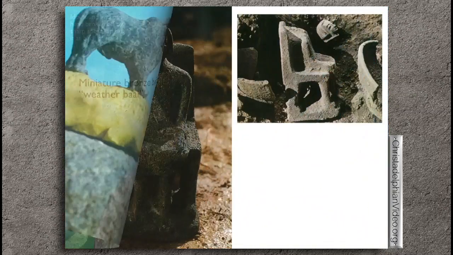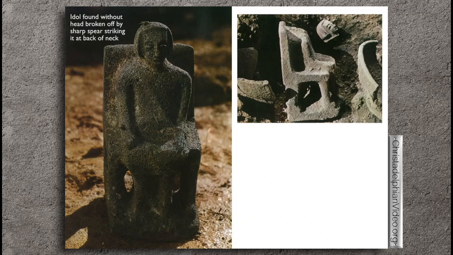One of the things they found, though, that was quite perplexing, you can see it here in what they call in situ, this is the way they found it, was this little idol here, and the head's busted off. But when they examined it, they asked, why is the head busted off? It wasn't crushed. In fact, what they found at the back of the head was a sharp spear area where it had been struck by a spear from behind. And so Yadin was like, well, that's interesting.